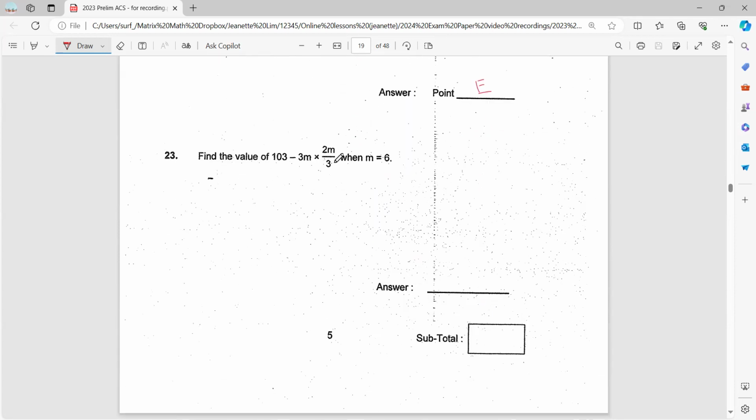Find the value of 103 minus 3m times 2m over 3 when m is 6. Okay, let's find the different parts first. What is 3m? 3m is 3 times m, which is 3 times 6, so 18. What is 2m? 2m is 2 times 6, so 12. Okay, now let's split this: 103 minus 18 times 12 over 3. Okay, you see 12 over 3 is like a fraction, right? So we simplify that first. So that's a 4.